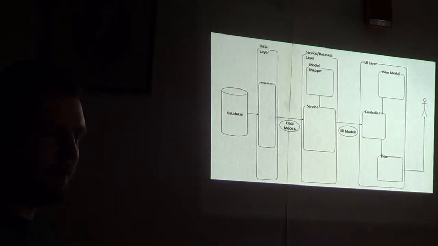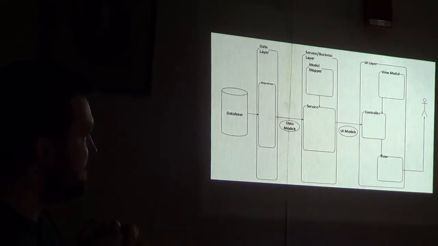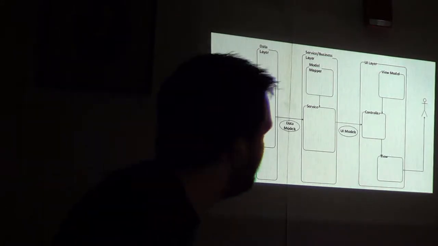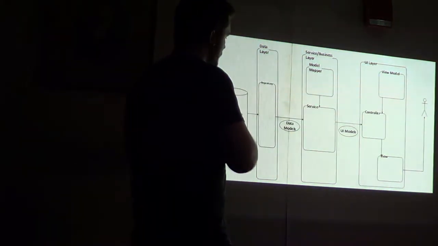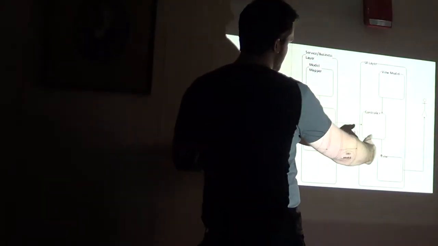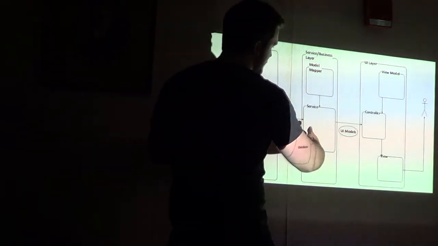You guys can feel free to stop me if you have any questions. This is our architecture. When I say N-tier, it's because we consider this a five-tiered architecture. The important thing to note here are the different layers in the software. It goes from the data layer to the business layer to the user interface layer, and each layer only knows about the one in front of it.